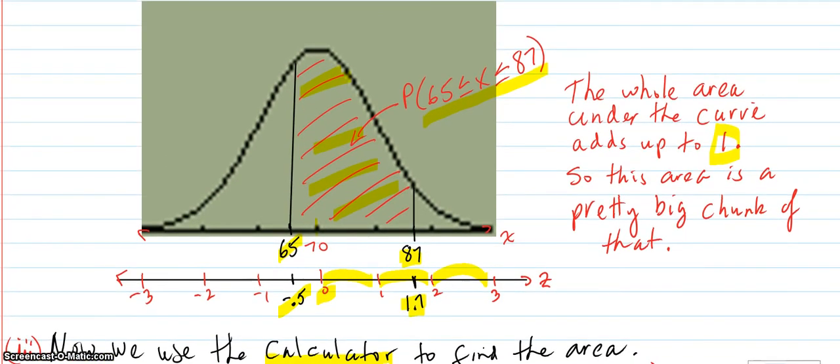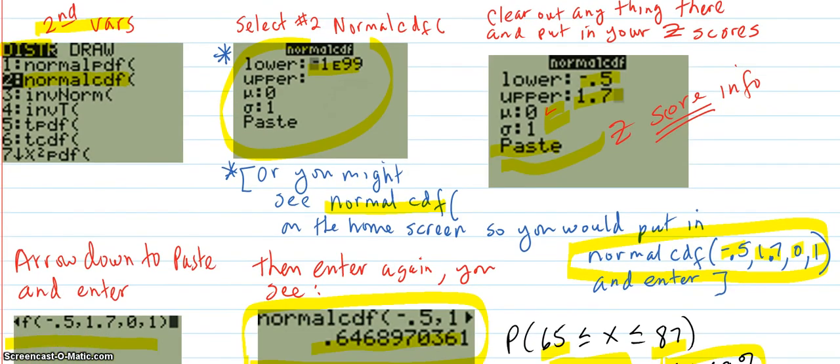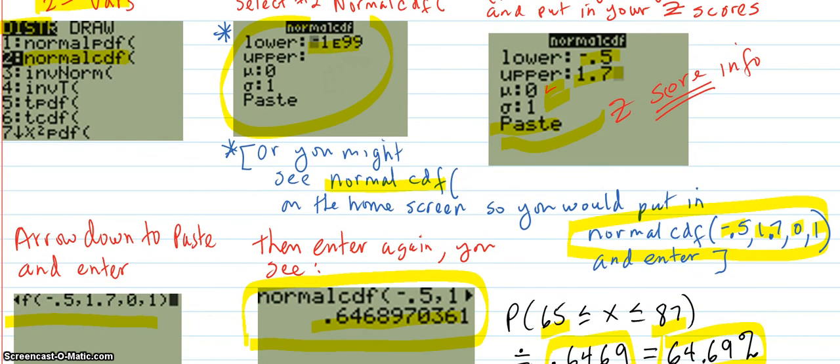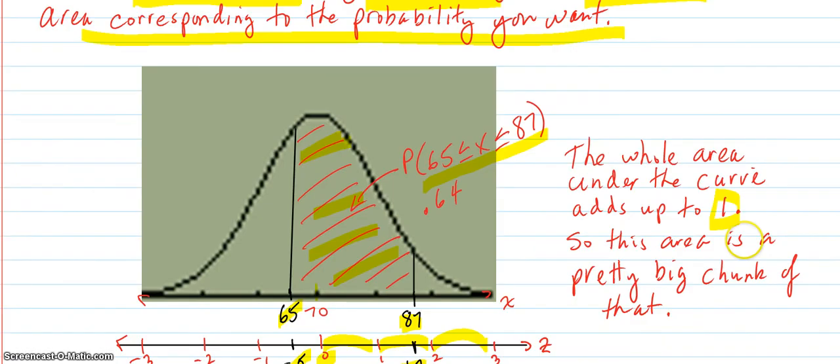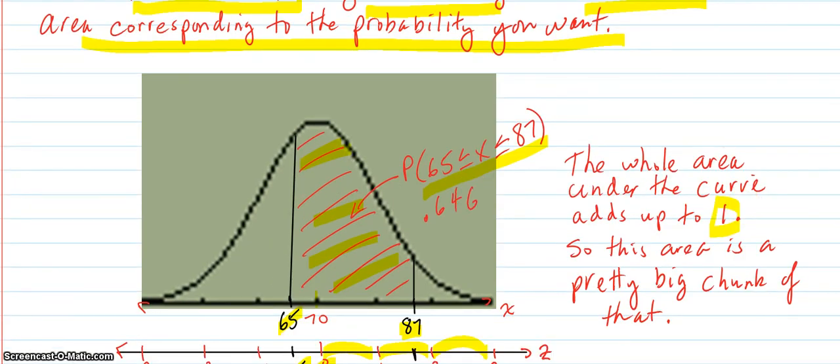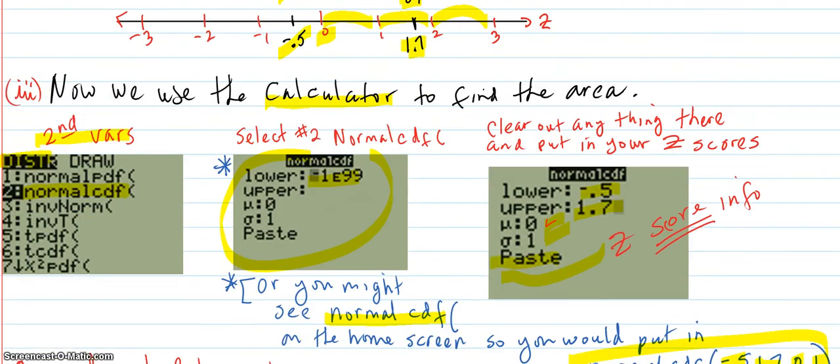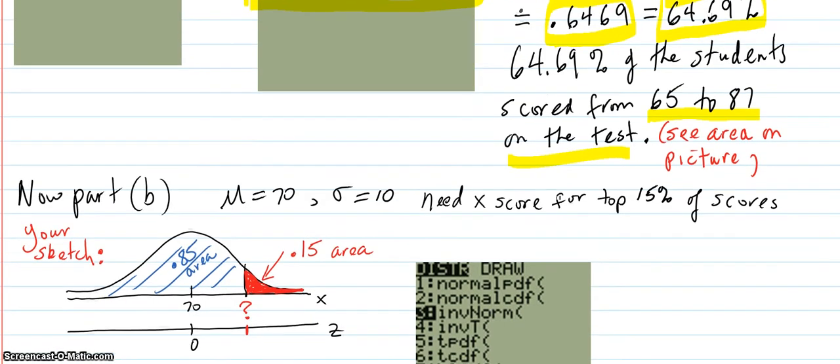So that will be 0.6469. That's what that area ended up being. Alright, so now we answered that question.